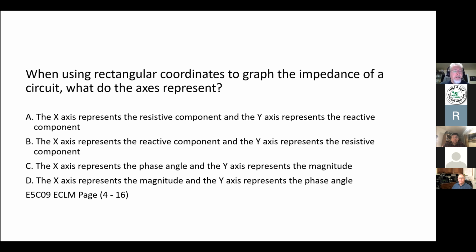Alpha is the correct answer. In rectangular coordinates, the x-axis is the resistive component, and the y-axis is the reactive component. And that is on page 4-16.